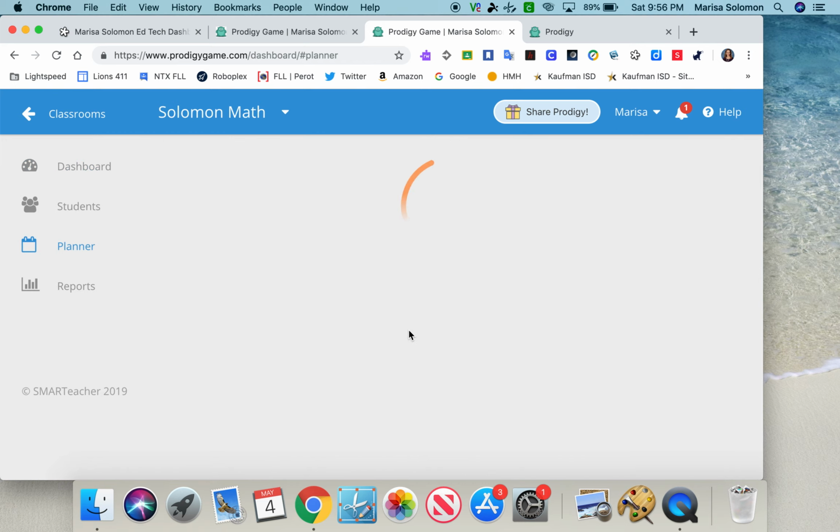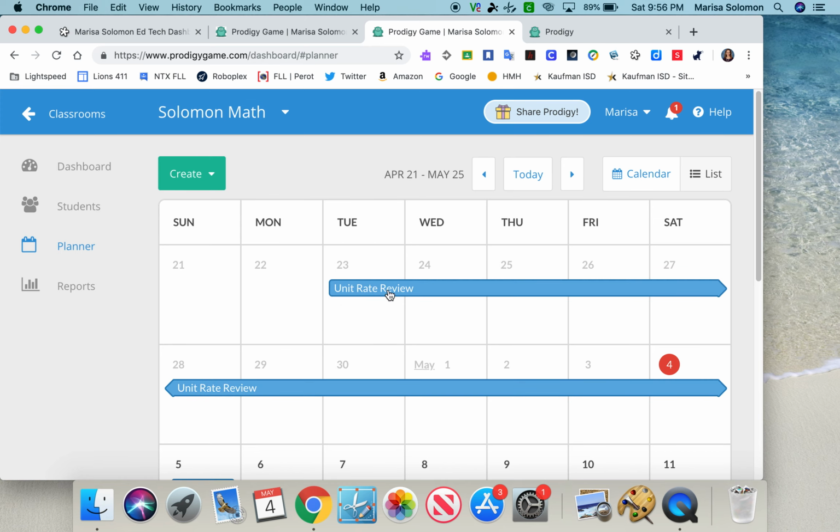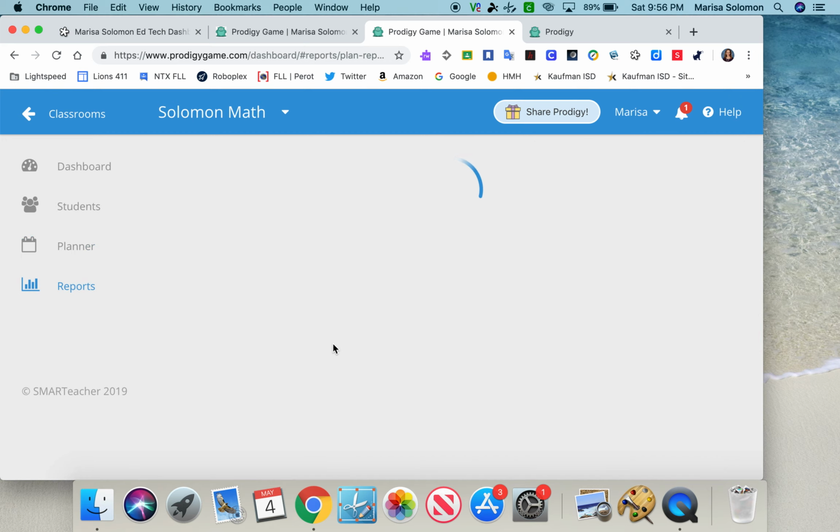reinforcement lessons. But the planner is really great because it allows you to target all of your students and make sure that they're working on the same lessons at the same time. Right now we were working on a unit rate lesson. Some of my students worked through it so that you can see the results.